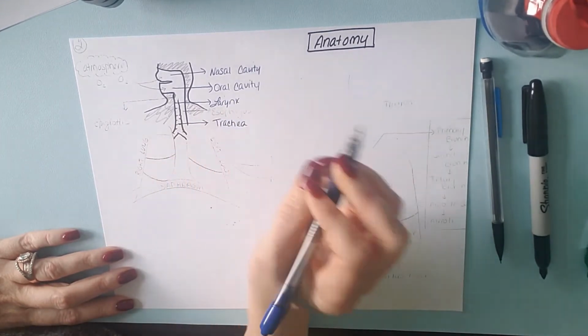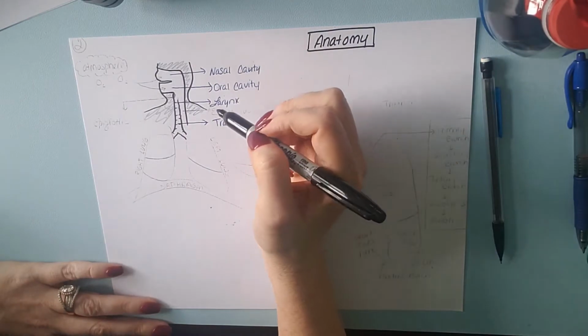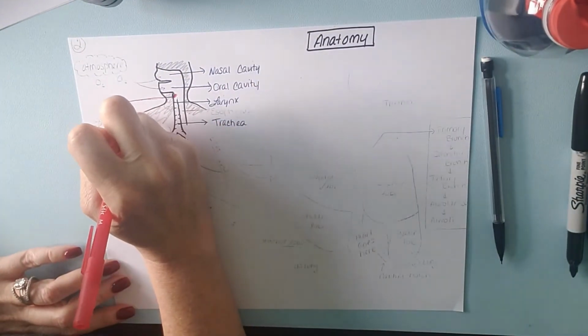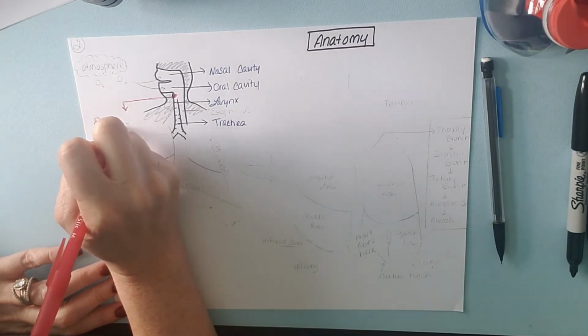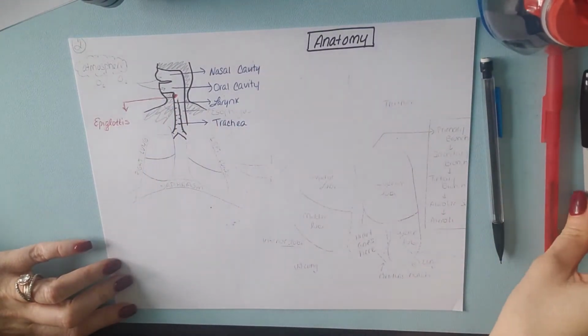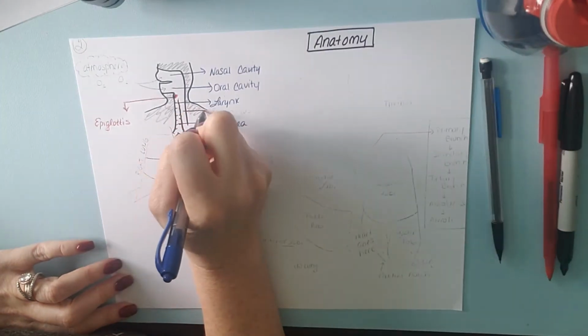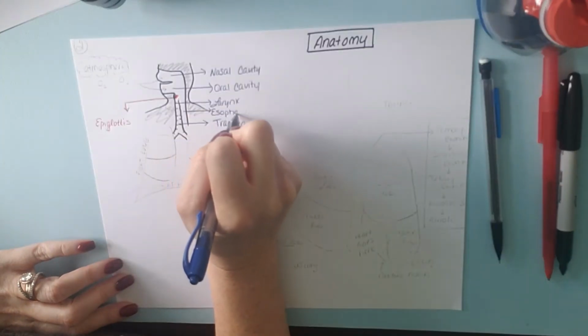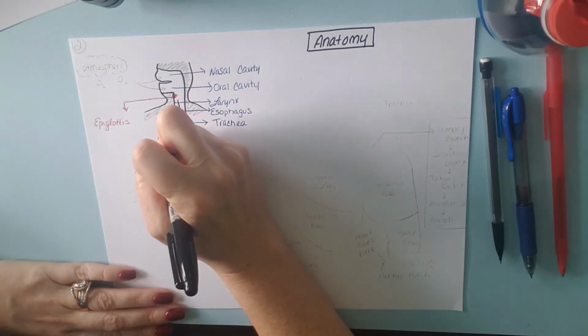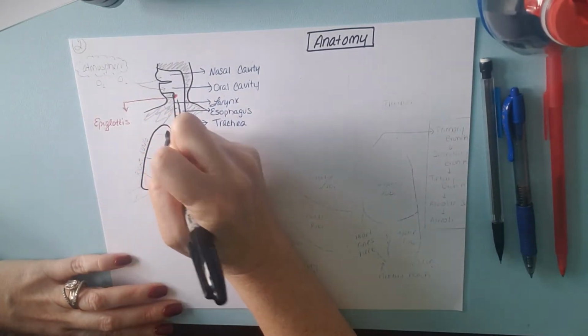Now this red little flap of skin over here, this is the epiglottis. That is very important because that covers the trachea when someone eats, so that way it will go down the esophagus, which is the tube right next to it. So that way no food goes into the trachea and then down into the lungs, which I am drawing right now.